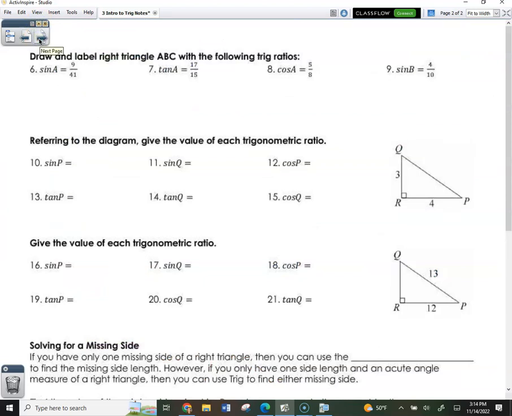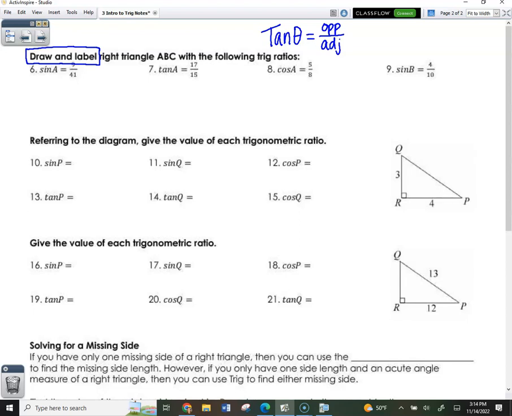Here's a different type of problem. What if I said draw and label? Okay, jump to 7. When I give you a trig ratio, I have just told you two sides of a right triangle based on the formula. What was the formula for tangent? Opposite over adjacent. Okay.